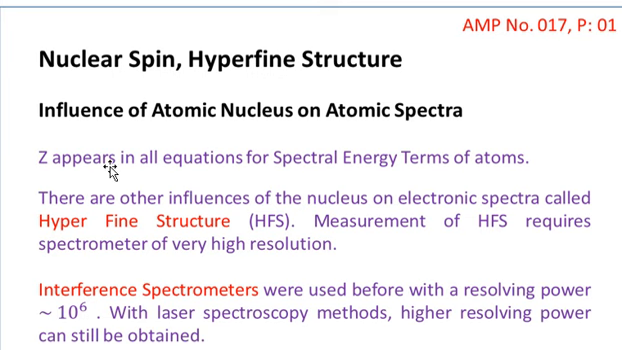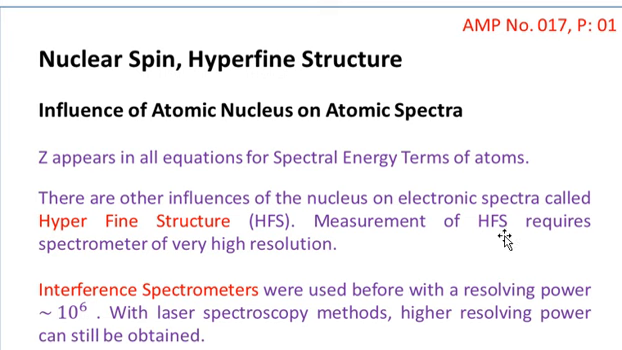You know that the atomic number Z appears in all equations for spectral energy terms of the atoms. This is what we have seen in all the previous formulas, that the energy of the terms depends on the value of the atomic number Z. There are other influences of the nucleus on electronic spectra called hyperfine structure.